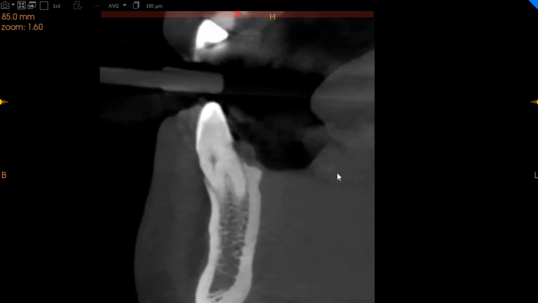This is absolutely rare, but if this tooth ever needs an endodontic treatment, the doctor should be well prepared.